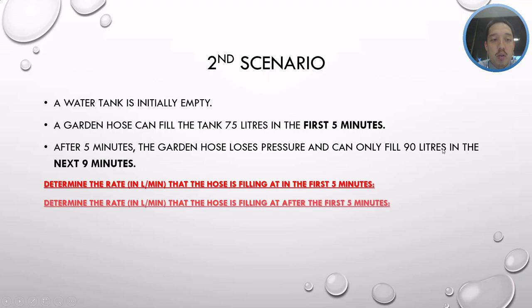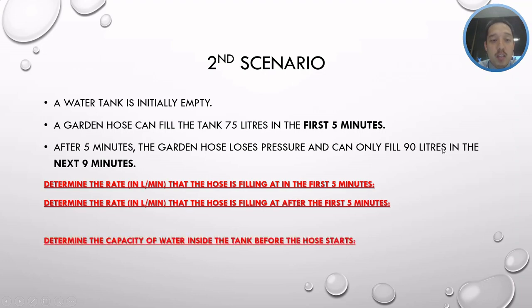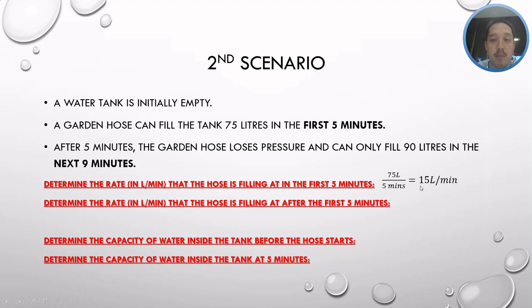And hence, we need to determine a few things actually. We need to determine the rate in liters per minute that the hose is filling at in the first 5 minutes. So we just do the calculation 75 liters, of course, divided by 5 minutes, which gets us 15 liters per minute. Determine the rate in liters per minute that the hose is filling after the first 5 minutes. You can see after 5 minutes, the garden hose loses pressure and can only fill 90 liters in the next 9 minutes. So 90 liters divided by 9 minutes gets us 10 liters per minute.